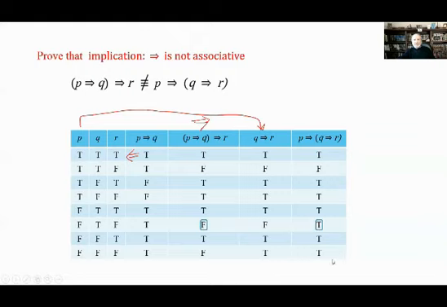So when you notice these 2 columns, these values are not the same. So these 2 columns are not the same. So these are not equivalent. So again, implication is not associative.